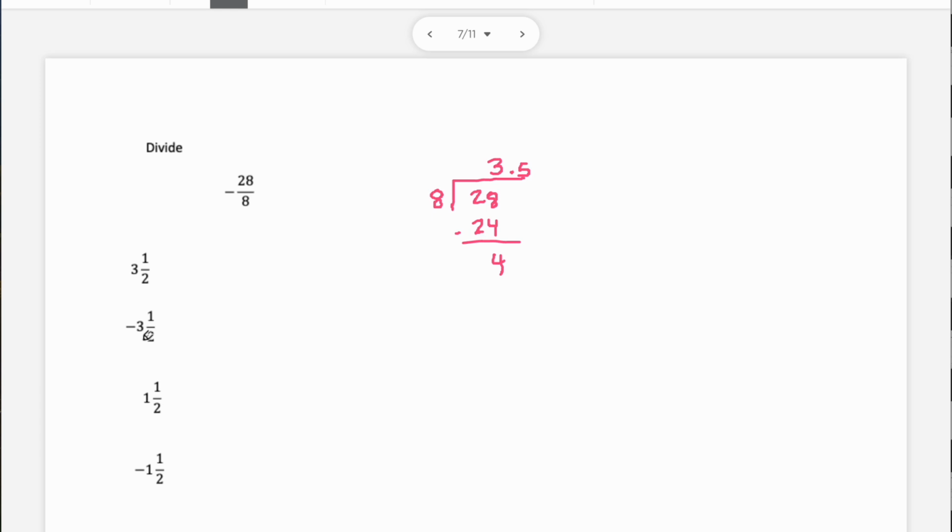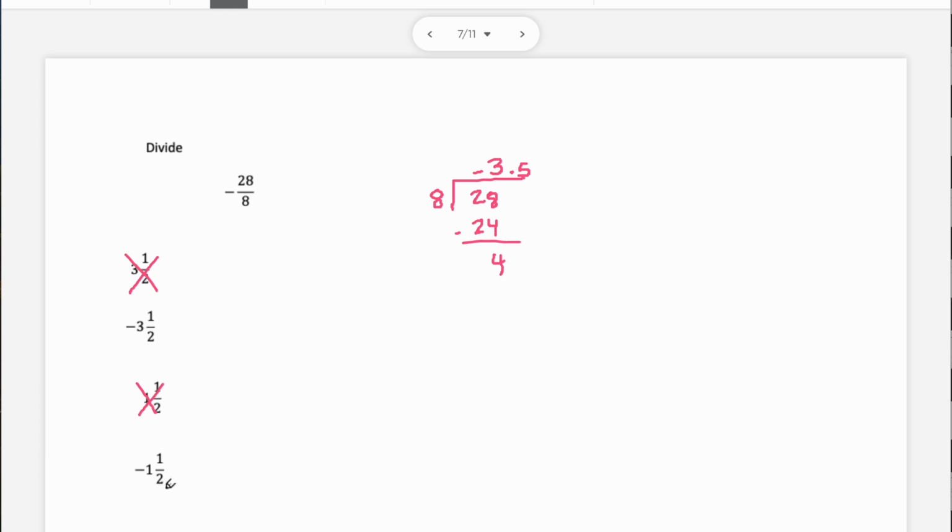But look at your answers over here. And we know this is negative, right? Because we have a negative divided by a positive. So we can mark this out. We can mark this out because they're positive. We know it has to be negative.